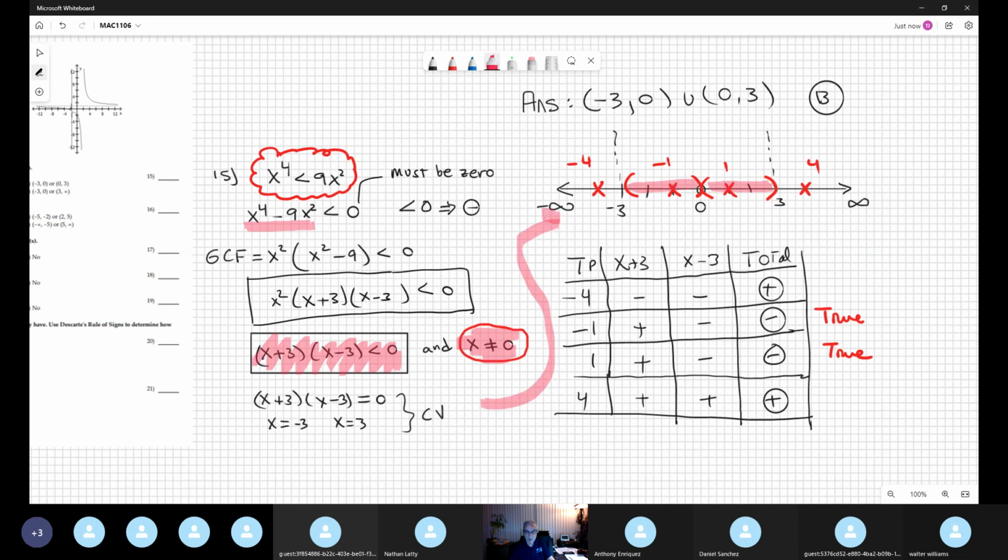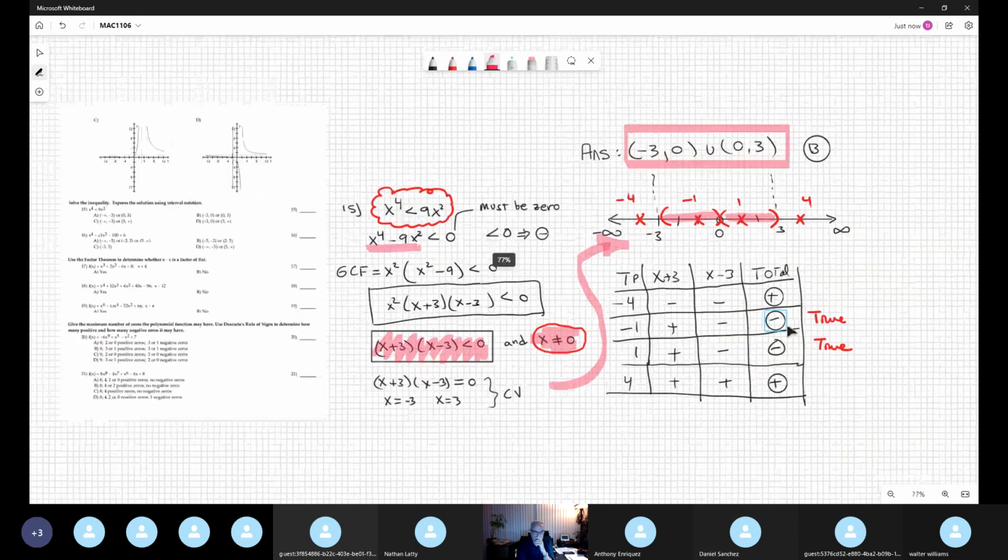Graphic part now, important. You are doing the partition, remember again 0 we have a hole, you select a testing point in each interval, you create the table to evaluate if it's true or false. You take the true, get the solution, highlight it on the line, and you write the final answer in an elegant way. I would like your final answer always expressed in interval notation. Any question? No? Excellent.